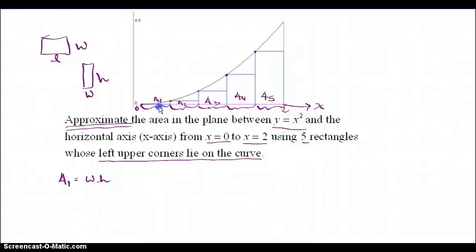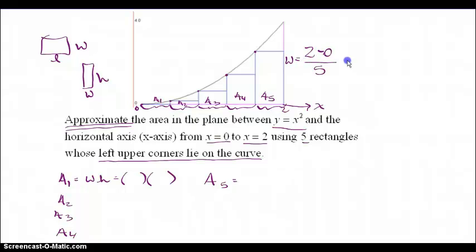So the width is going to be, and it's going to be the same for all of them, area 2, area 3, area 4, and area 5. All of them are going to have the same width. So let's see if we can figure out what that is. So I need my right endpoint, here are my widths, minus my left endpoint, divided by the number of rectangles I have. So all of my widths on each one of those rectangles is 2/5.